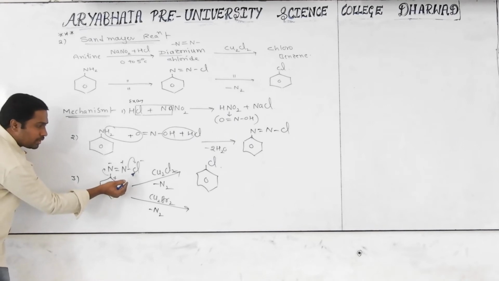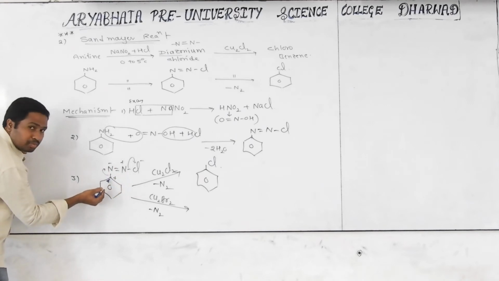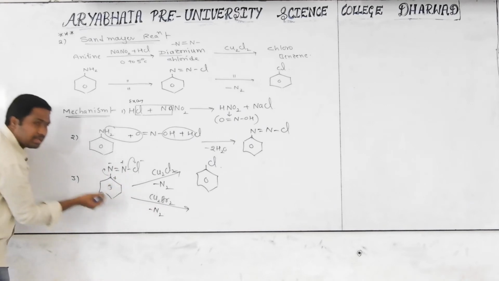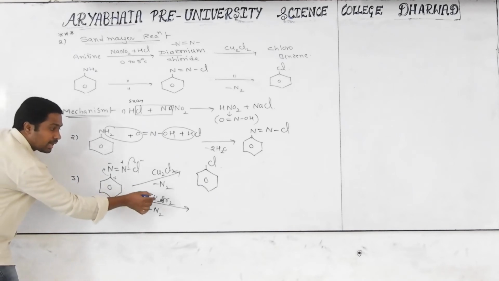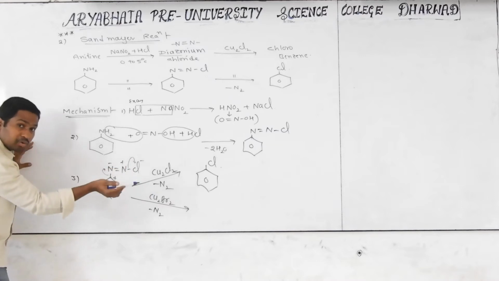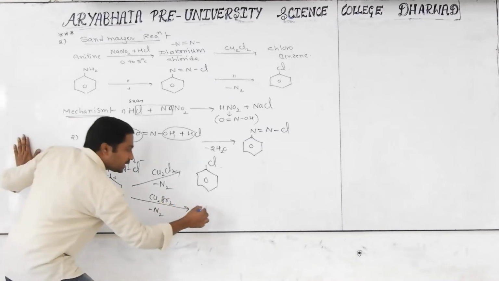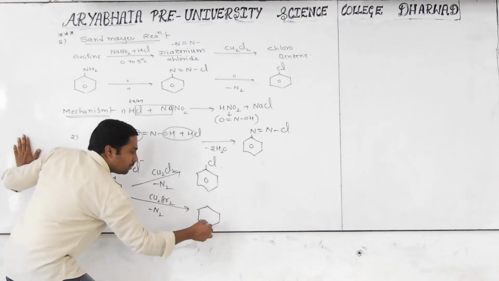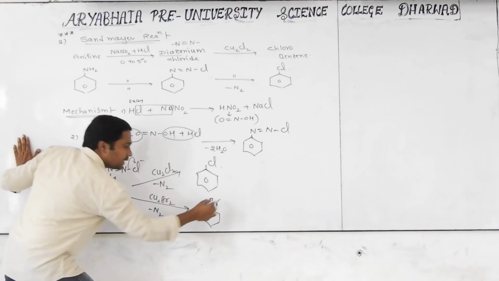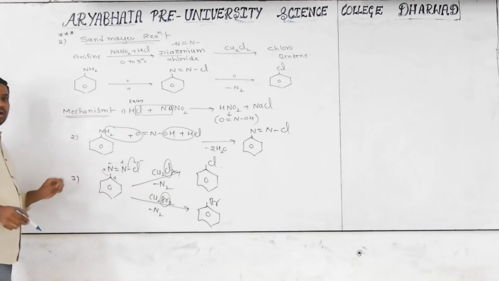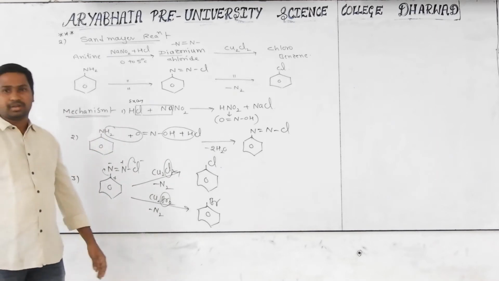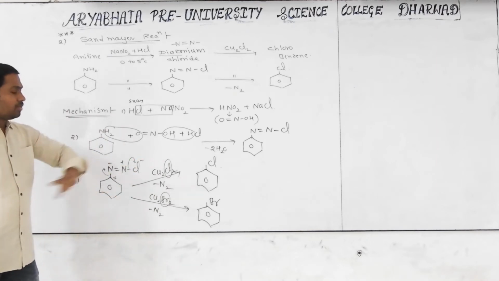Now, bromine will be involved in the reaction with the ring. From the copper salt, whatever halogen is coming, that will be undergoing substitution. Then which one are we getting? Bromobenzene we are getting. Are you getting it or not? The halogen particle is coming from the halogen of the copper salt. That will be undergoing substitution.